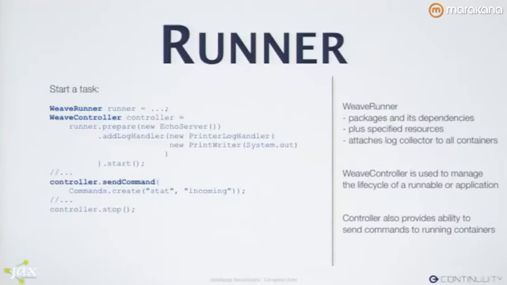So now you prepare and then you start. After you start, you get something called a Weave controller. A controller simply exposes some methods for you to control the running application. So you can, for example, send some commands, which are like messages, right? You define your own message. It's simply key-value things that you can send to the running applications, right?